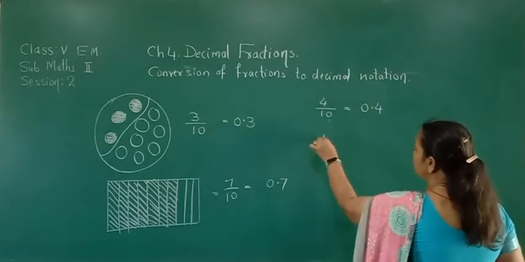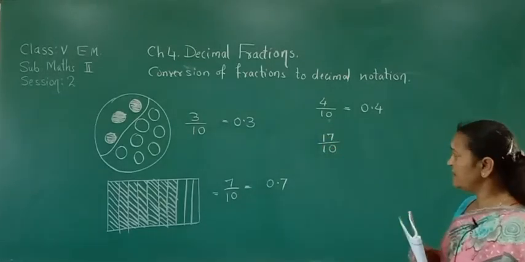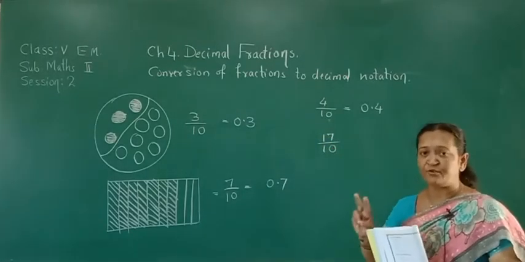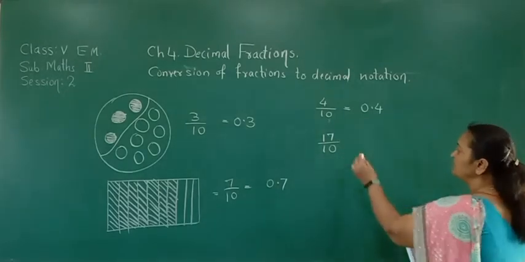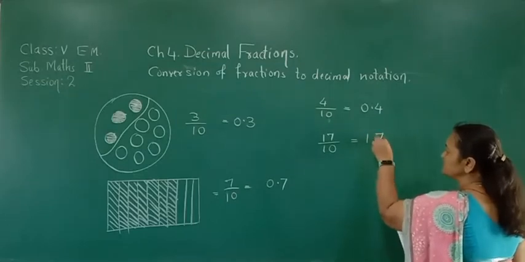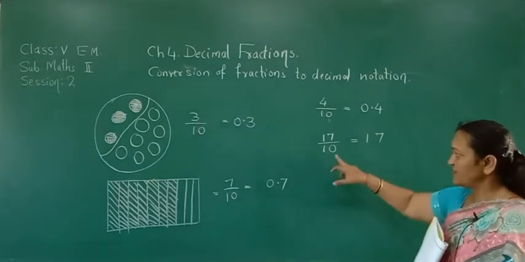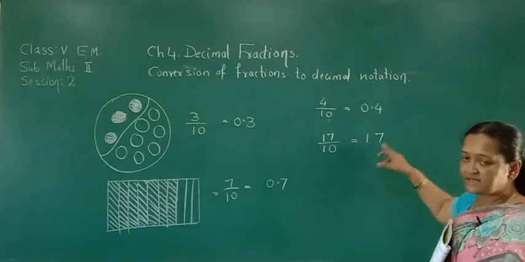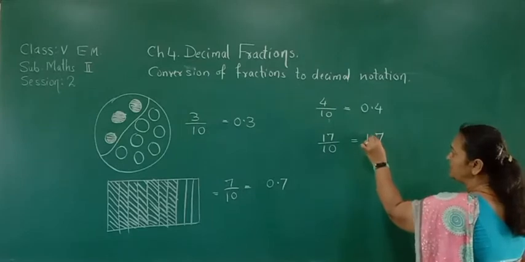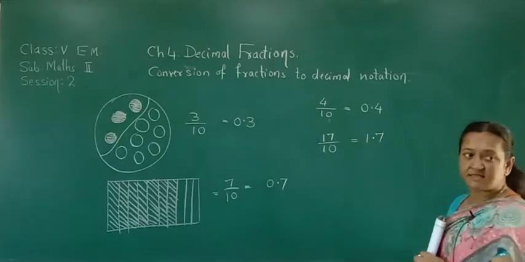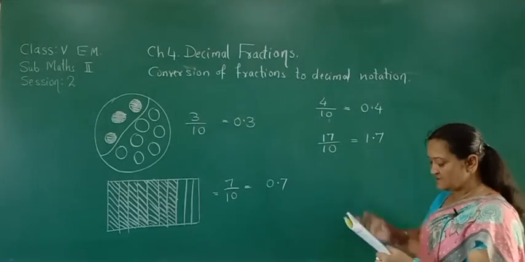Now, if 17 by 10 is given, check here: in the numerator we have 2 digits. Write 17 as it is. In the denominator how many zeros do we have? One zero. Then count one digit from the right. So one digit is 7, and here put a decimal point. So 17 by 10 is equal to 1.7.